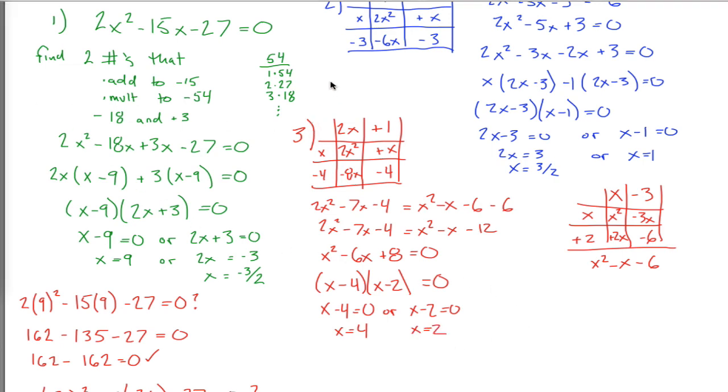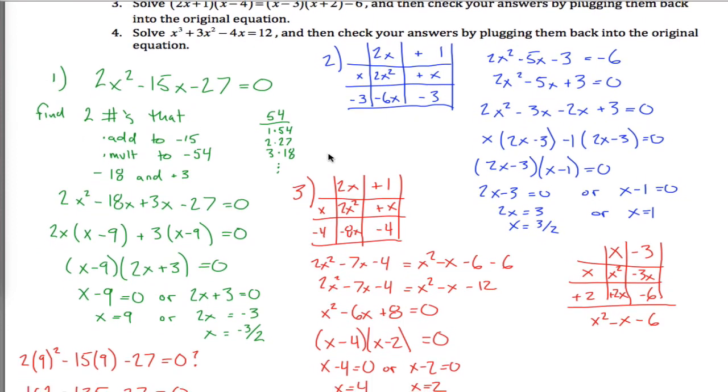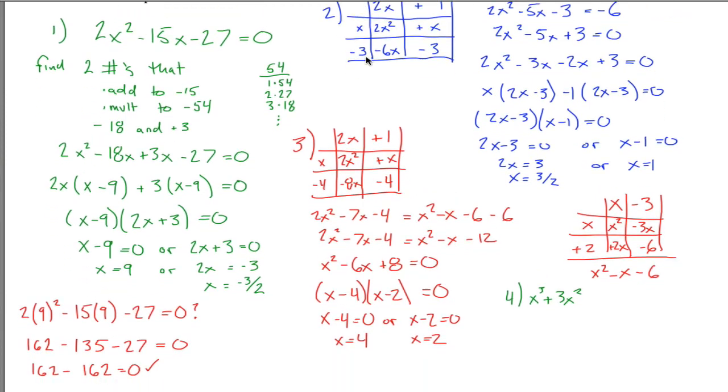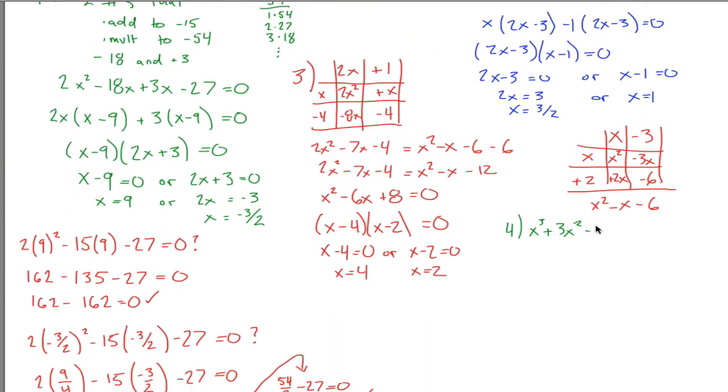And finally, the last one, x cubed plus 3x squared, what else was in there? Minus 4x equals 12. Okay, same strategy as we've been using. First we want to set it equal to 0. Then look for a greatest common factor. There are none. Then recognize that we have 4 terms, so we're going to factor by grouping.